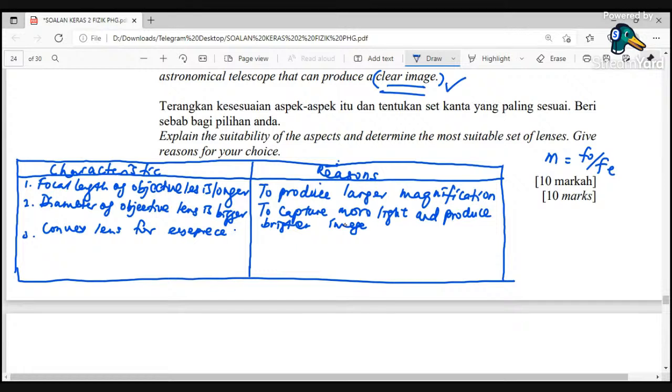To function as magnifying glass. Magnify image dan sebagainya, samalah. Satu je reason yang sesuai. And then higher power of eyepiece.